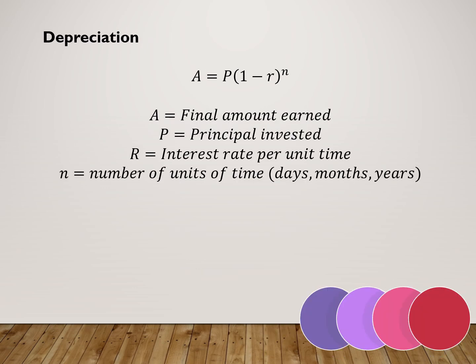Now, depreciation is also part of this, because compound interest or appreciation means it goes up. For depreciation, the formula changes to 1 minus r to the n. This, unfortunately, is not on your formula sheet.